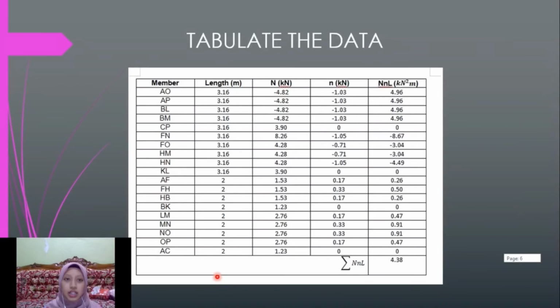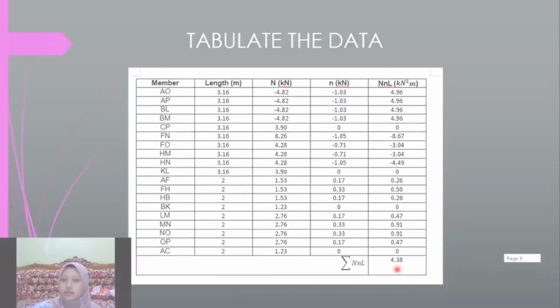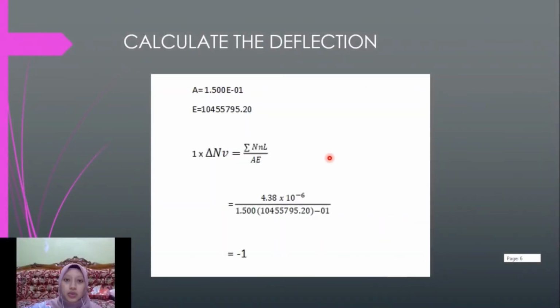So, next, we need to tabulate the data and find the sum of the real system multiplied with the virtual system and its length. So, we get 4.38. Then we substitute all the data given into this equation, which is 1 times the deflection on joint N vertically, and we get the answer is -1.